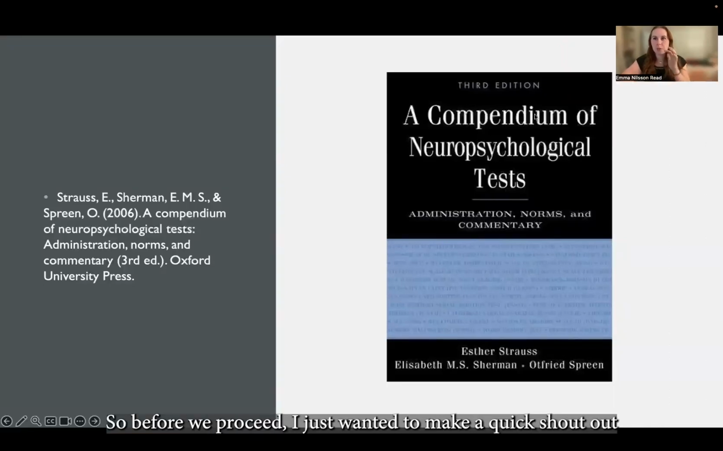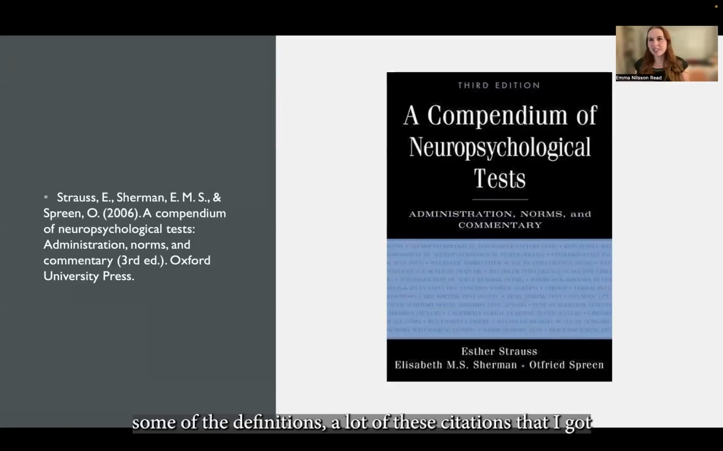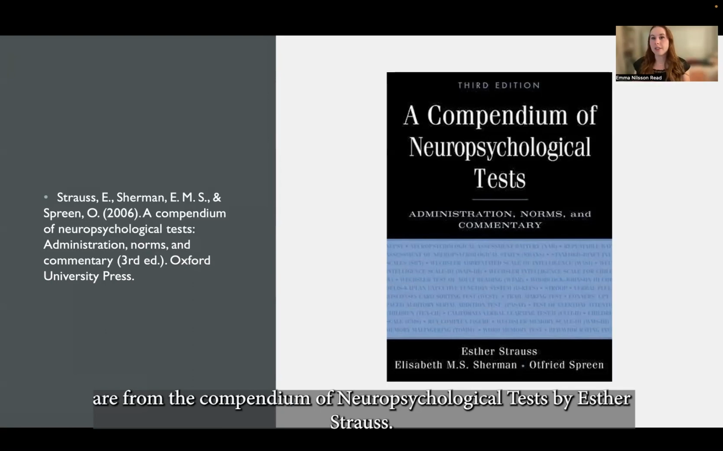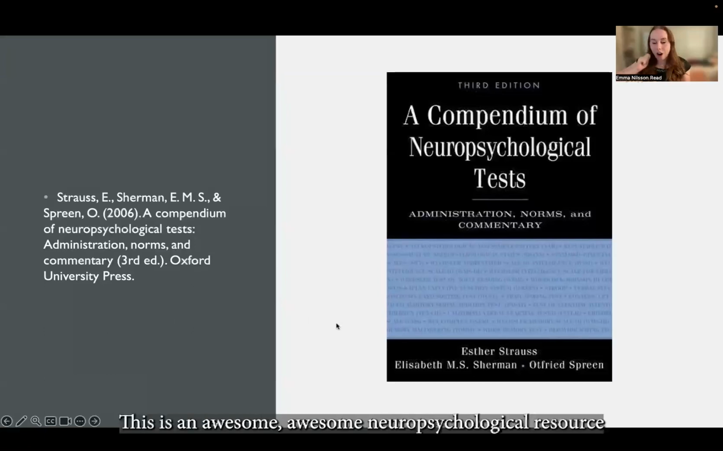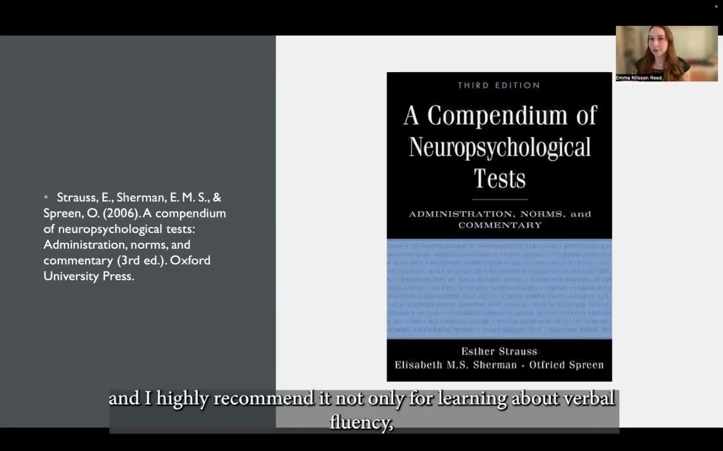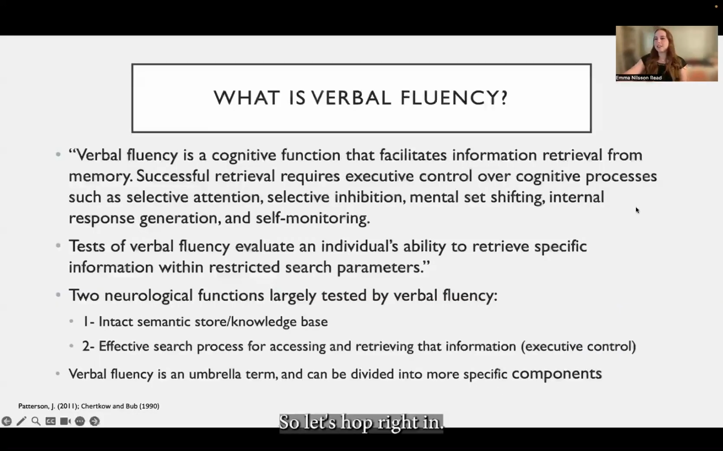Before we proceed, I just wanted to make a quick shout out that a lot of the information from this lecture, the organization, some of the definitions, a lot of the citations that I got are from the Compendium of Neuropsychological Tests by Esther Strauss. The third edition specifically is the one that I looked at. Here's the citation right here. This is an awesome neuropsychological resource, and I highly recommend it, not only for learning about verbal fluency, but for learning about any other neuropsychological tests that you could be interested in. Okay, so let's hop right in.